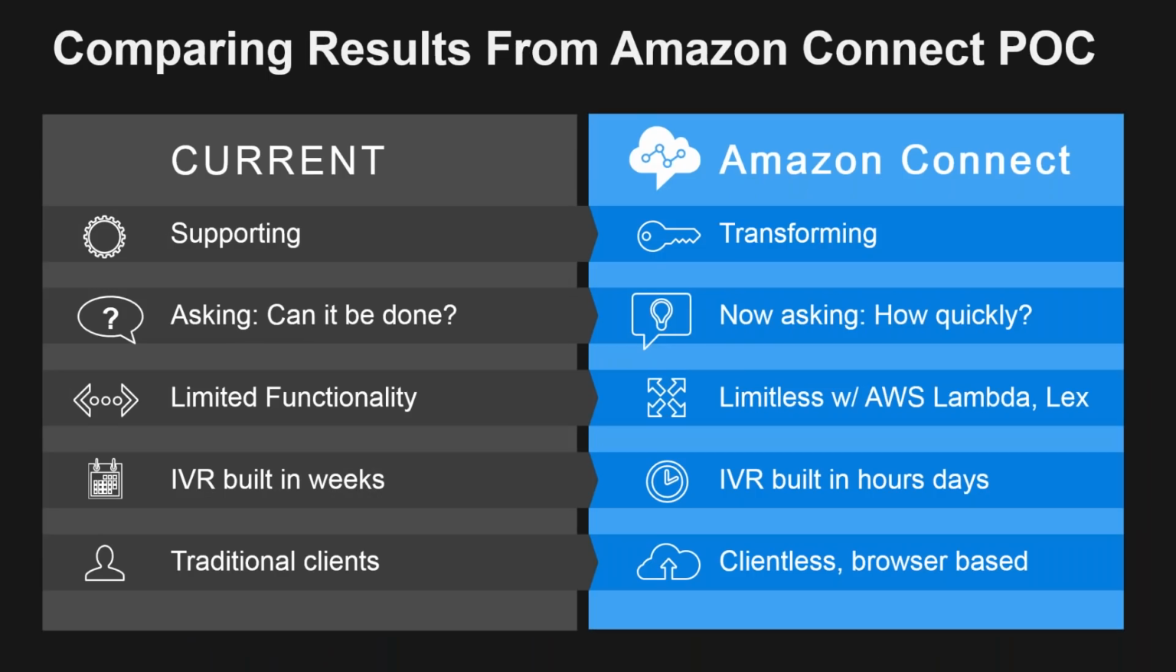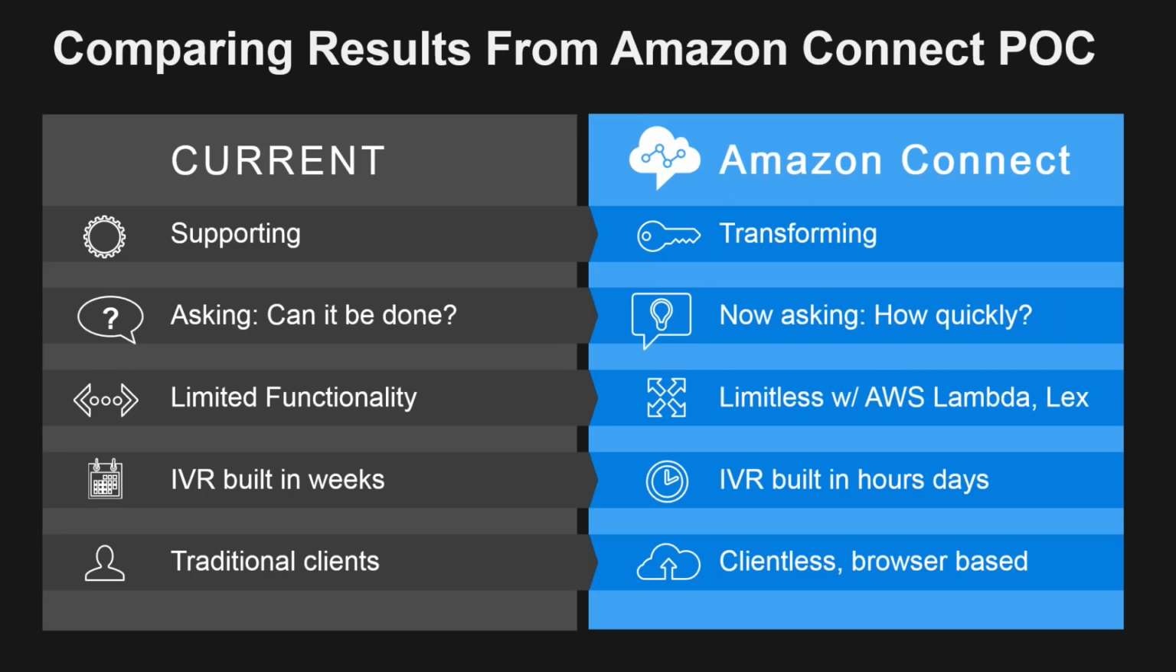What this customer learned coming out of the POC was, on the left, how they were doing business today, and on the right, how they felt about the solution on Amazon Connect coming out of the POC. So you can see the IT team went from supporting the business to being able to transform the business.